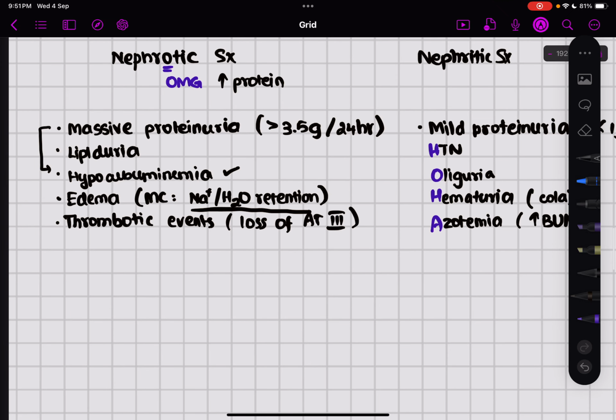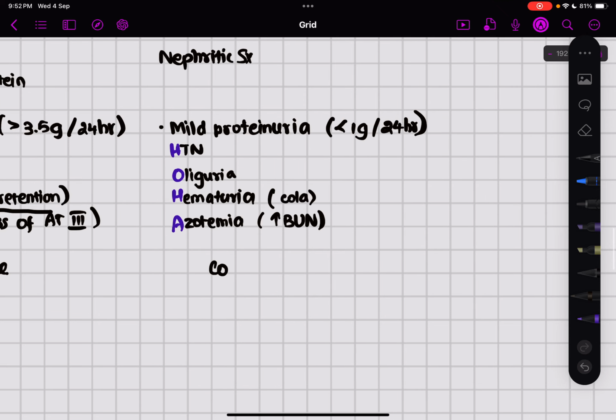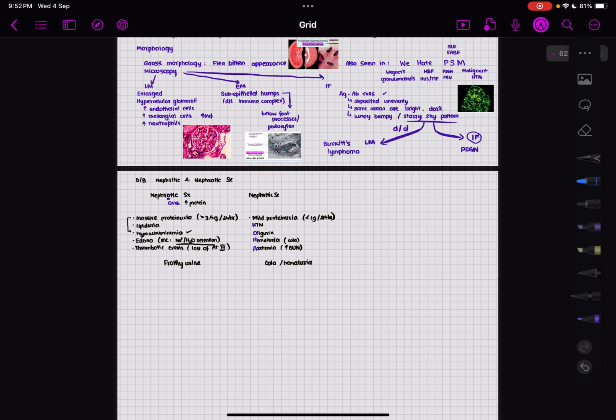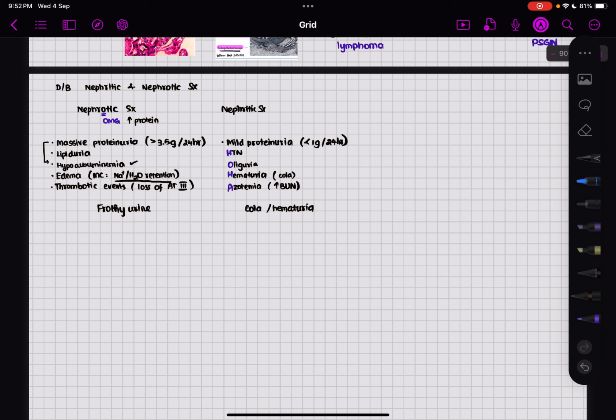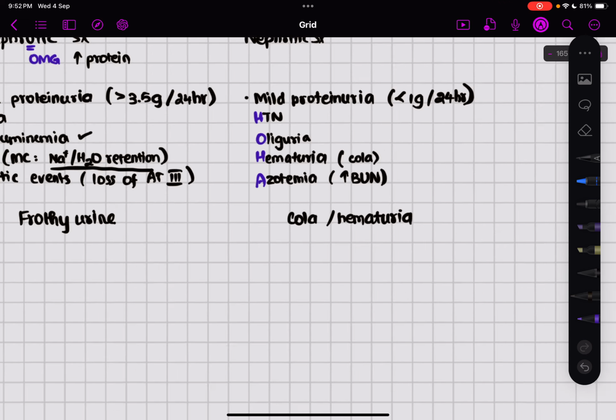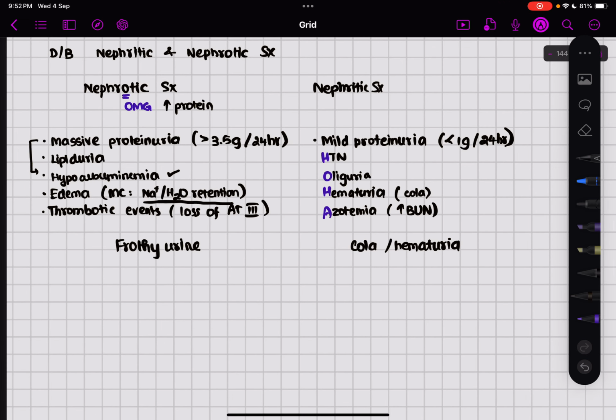And for the naked eye, in nephrotic syndrome, the specimen appears as frothy urine, whereas for nephritic syndrome, it appears as cola colored urine or hematuria. With these basic differences between nephritic and nephrotic syndrome, let us jump into the basic general features of nephrotic syndrome.